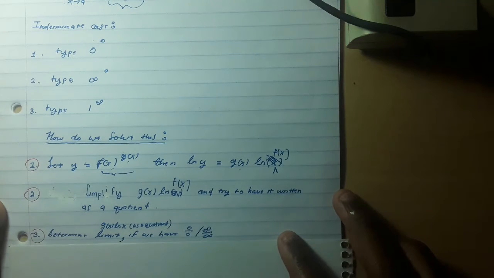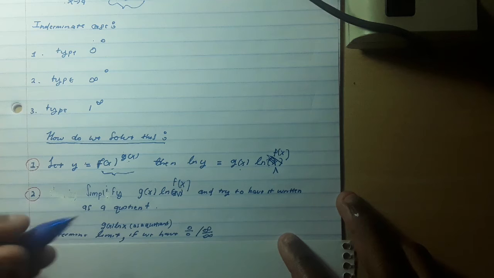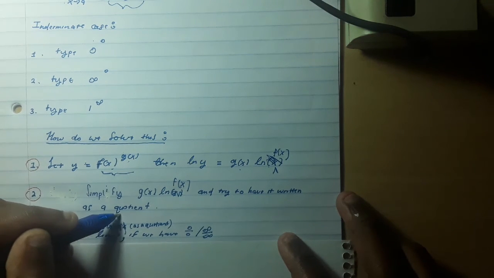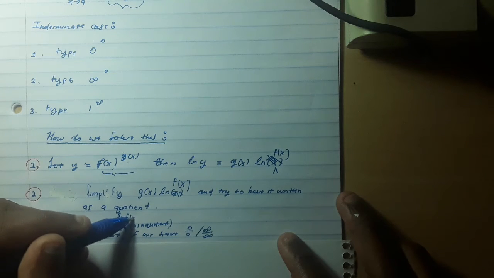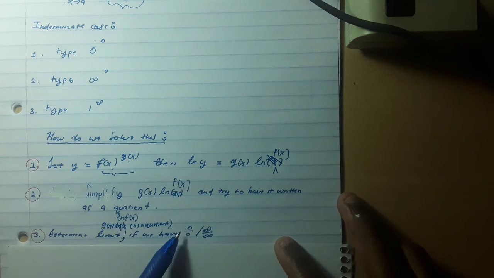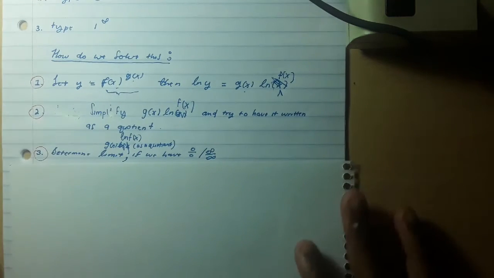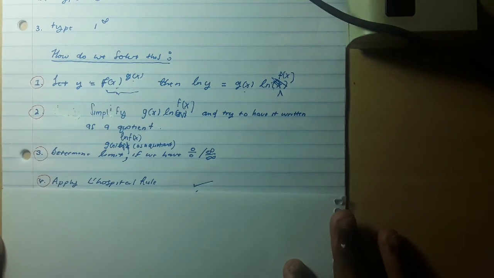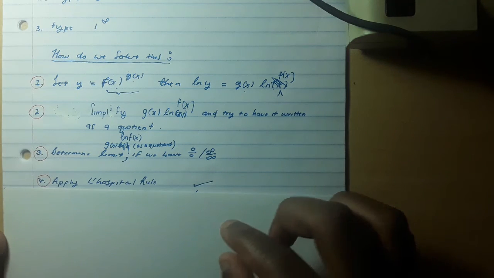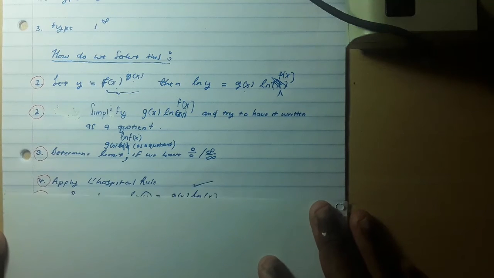And then lastly, what you need to do is determine the limit of g of x times ln f of x. But remember, you need to determine this limit when this is written as a quotient, so that we have 0 over 0 or infinity over infinity. The last thing you do is apply L'Hopital's rule. Seeing that this is satisfied, you apply L'Hopital's rule and determine the limit of the derivatives.